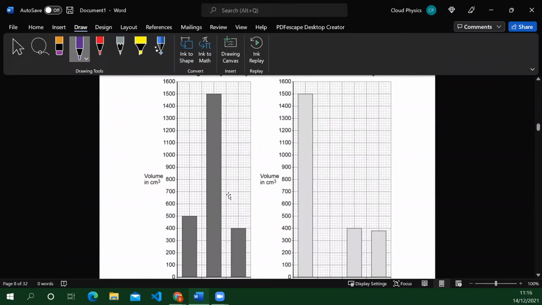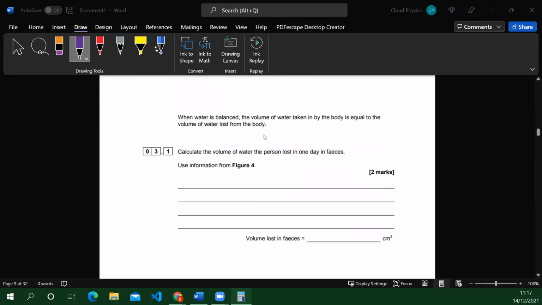So 500. I'll get a calculator because you can always use a calculator. You don't have to do this in your head, and I won't do it in my head either. Okay, so we've got 500 plus, that's this one, 1,500 plus 400. Okay, so the total was 2,400 for this one. So let's write that down before we forget. So water in is 2,400. Water out.